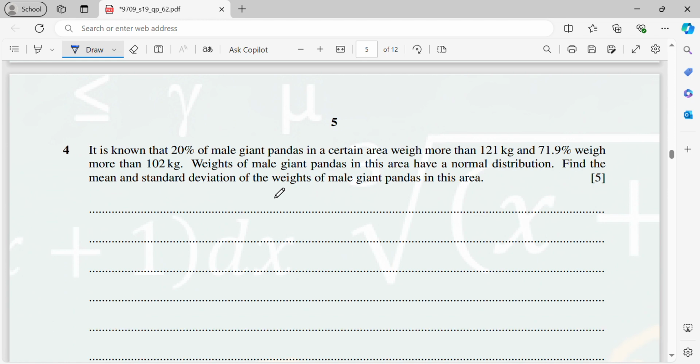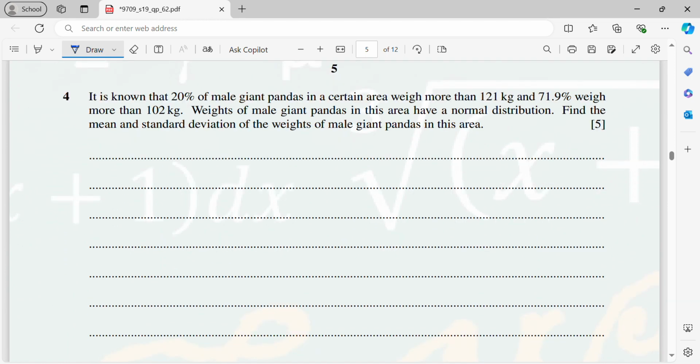Number 4. It's known that 20% of male giant pandas in a certain area weigh more than 121 kilograms, and 71.9% weigh more than 102 kg. Now, weights of male giant pandas in this area have a normal distribution. Find the mean and standard deviation of the weights of male giant pandas in this area.